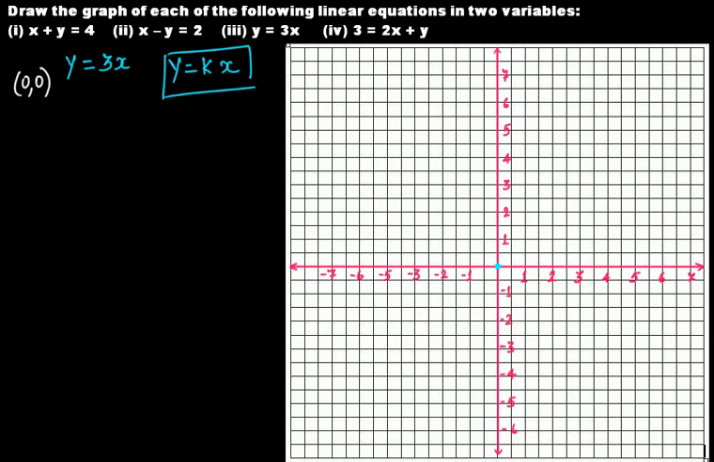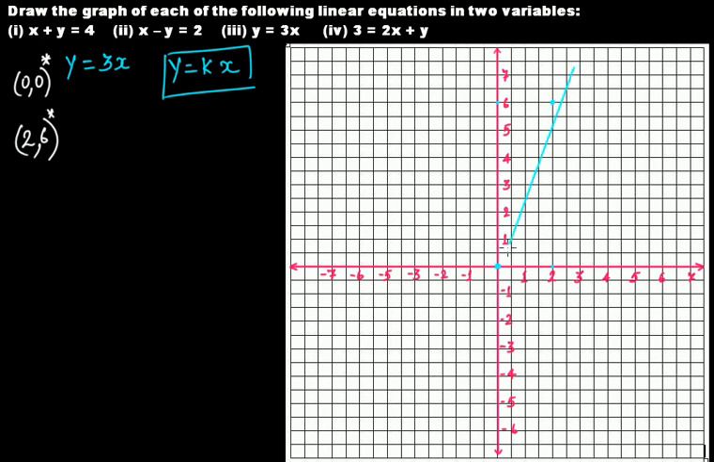Now let's put just one more value. So this is one point where your line will pass through, and let's put x is equal to, let's say, 2. So if x is equal to 2, then your y will be 3 multiplied by 2, that is 6. So this is one solution and this is another solution. So 0 comma 0 is this point, and 2 comma 6 will be this point, 2 on the x-axis and 6 on the y-axis. So your line will pass through these 2 points.